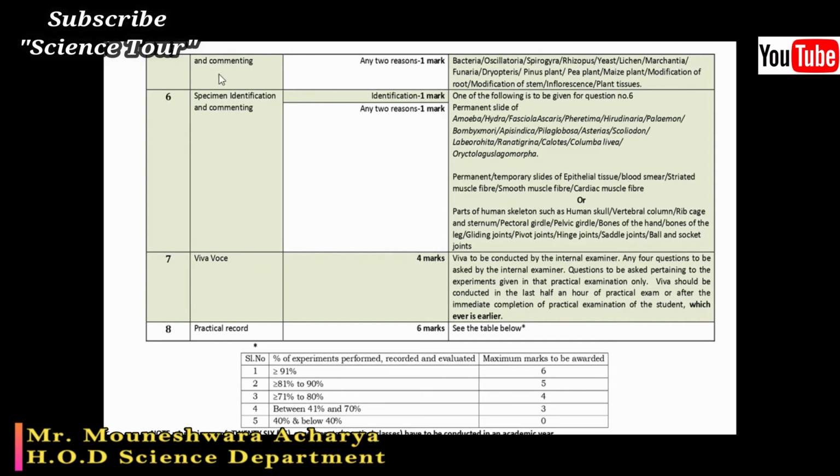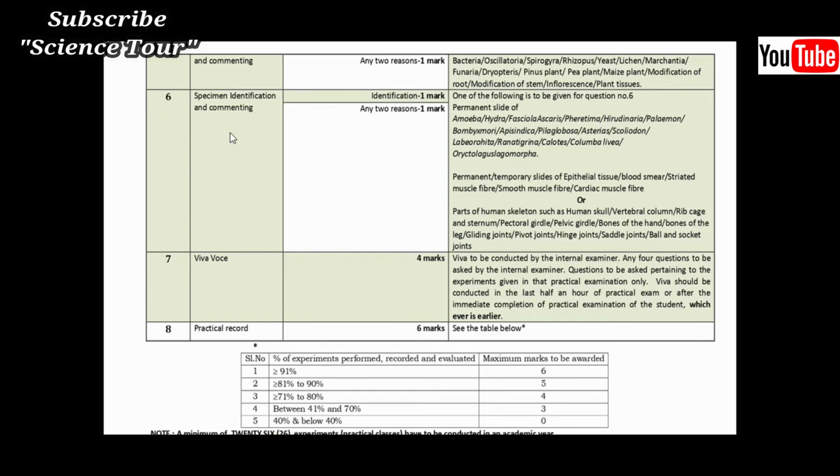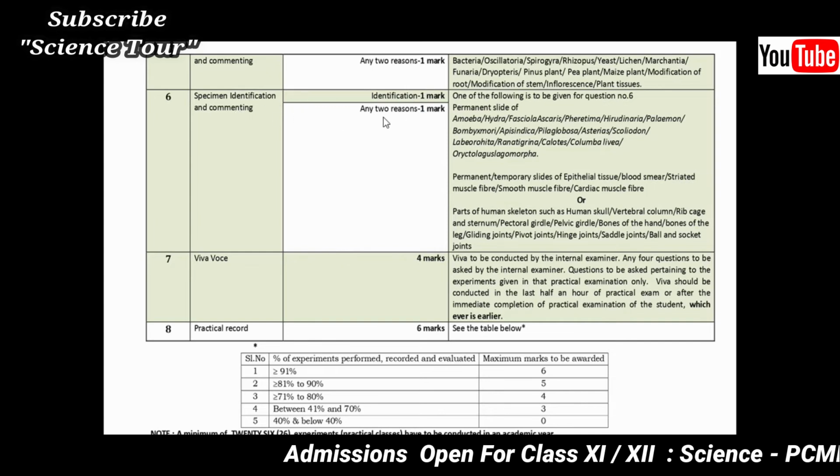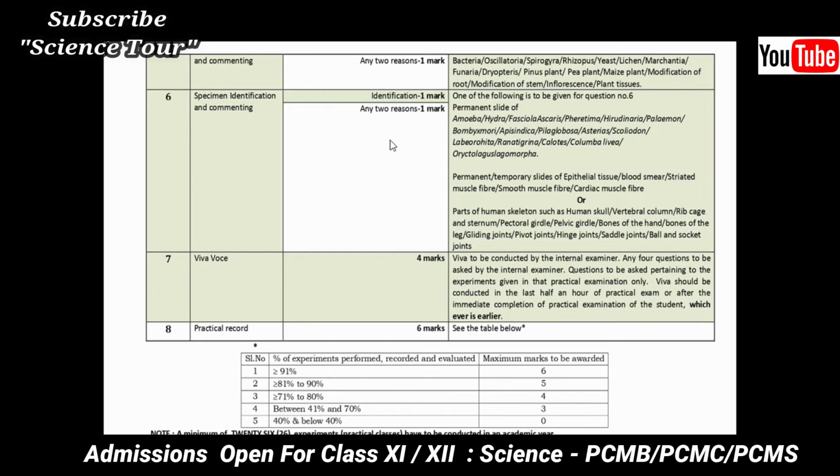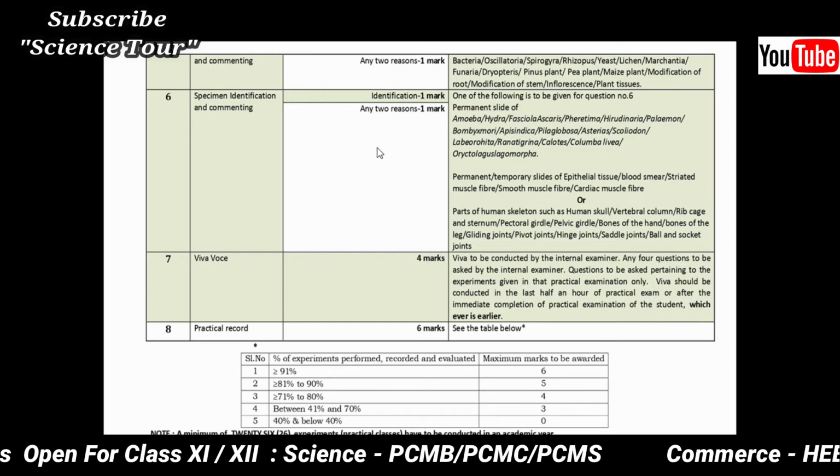You need to comment on that, identify and comment. So identification 1 mark, any 2 reasons 1 mark, so total 2 marks. Question number 6, specimen identification. Here also identification 1 mark, any 2 reasons is 1 mark. Identification 1 mark, commenting 1 mark. The previous one is botany based and now this one is zoology based.